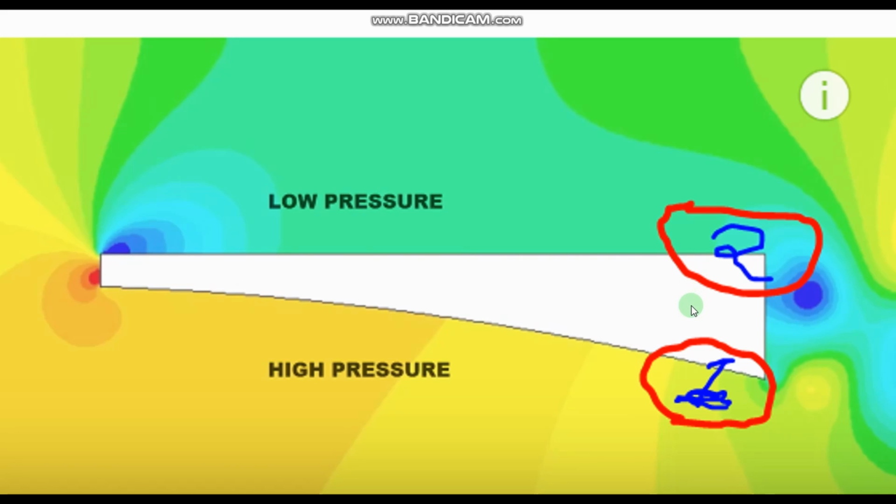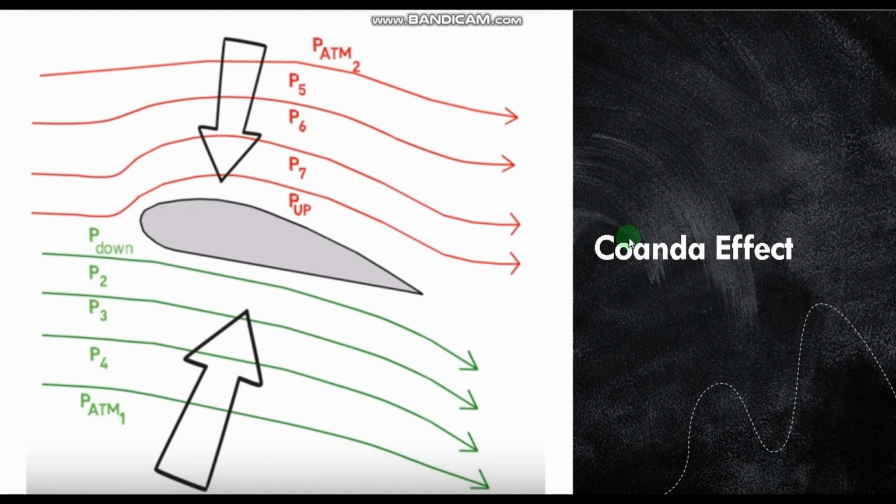This could be considered as an airflow upside down. According to Bernoulli's principle, we would expect a region of lower pressure on the bottom, which is region 1, and a higher pressure on the top, which is region 2. But that's not the case here. To understand what's happening here, let's take a look at the Coanda effect.